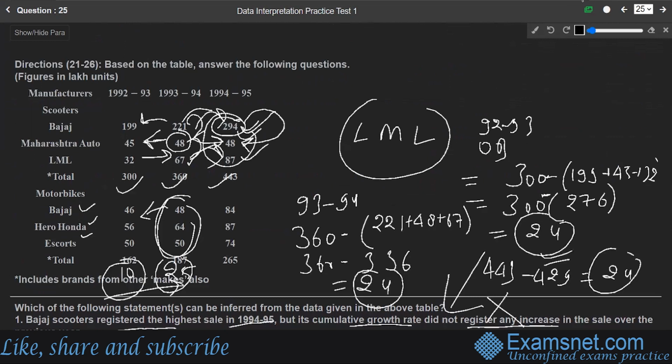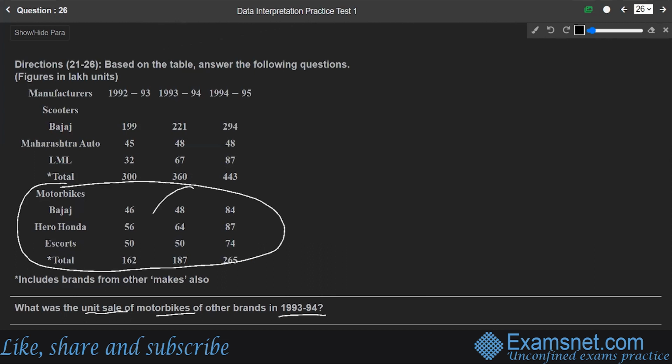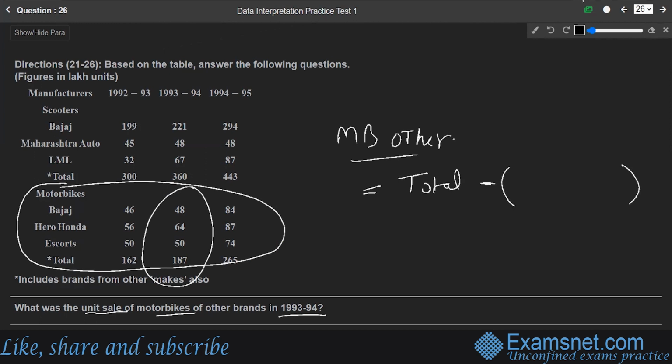Okay, so now we have a different question. The data is the same, but the question is different. What is the different question? What was the unit sale of motorbikes of other brands in 93-94? So this is the motorbike category, other makers in 93-94. Here we can find it out: obviously, that can be found by total sale minus the sale of Bajaj plus Hero Honda plus Escort. This is how we can find the other makers' sale.